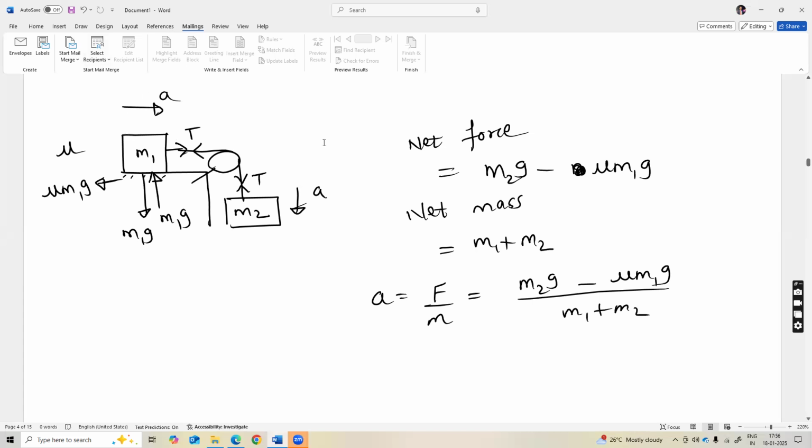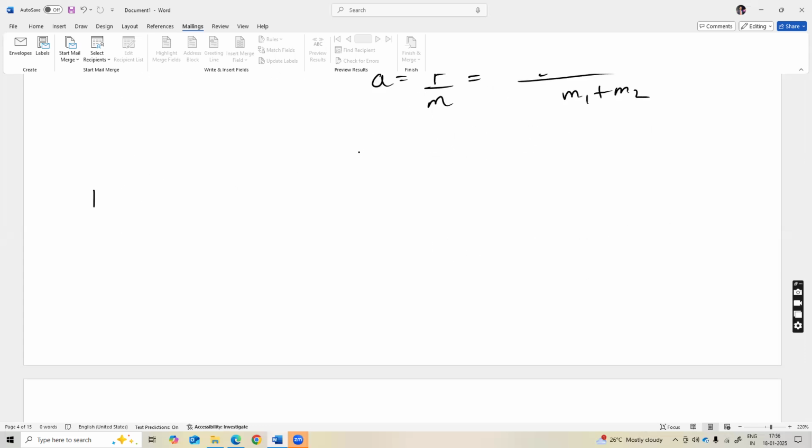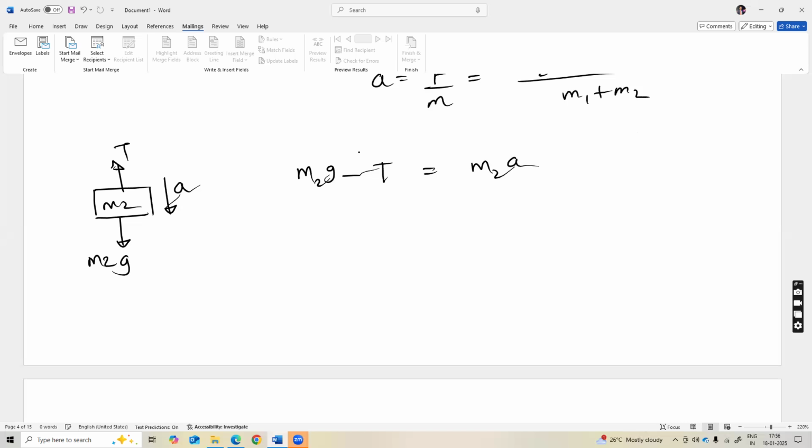And if we have to find out tension, let's consider the free body diagram of mass 2. So again, we will consider mass 2 here. M2g, weight acting downwards, tension T in the string, and a is the acceleration of the system. Since the object is moving downwards, we'll consider forces in the downward direction as positive. Net force is m2 g minus tension T, and that is equal to m2 into acceleration of the system.